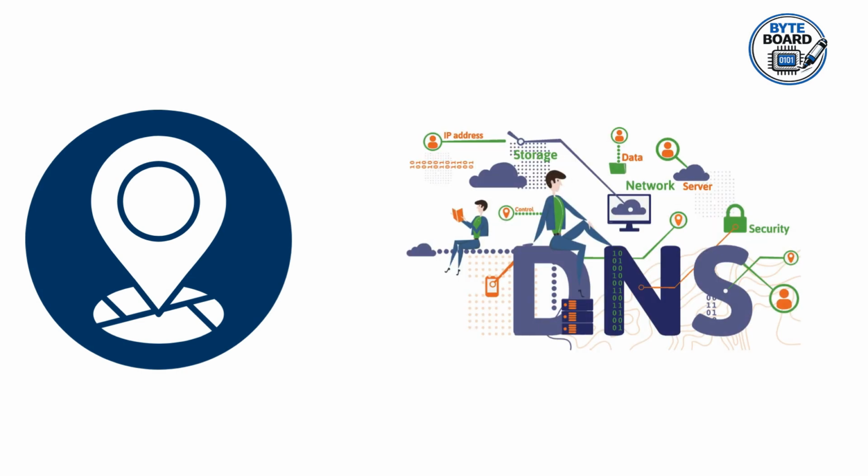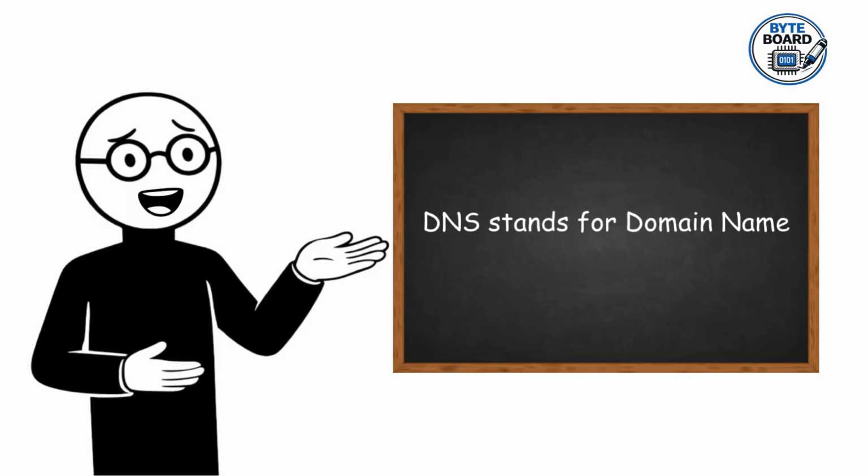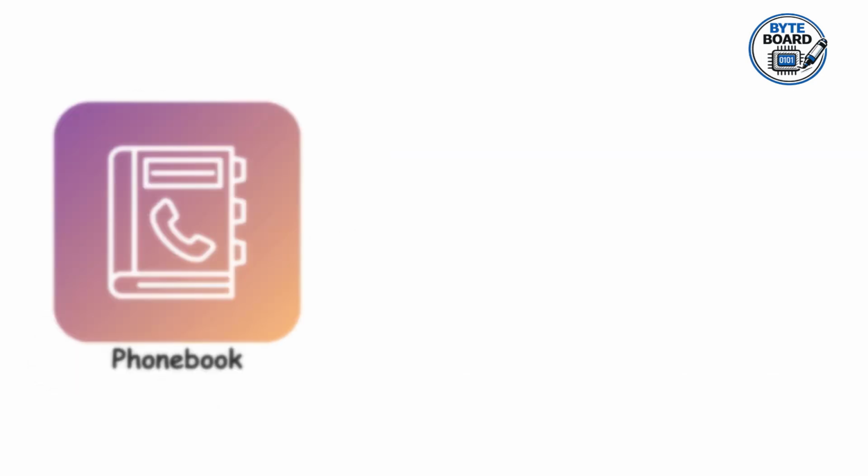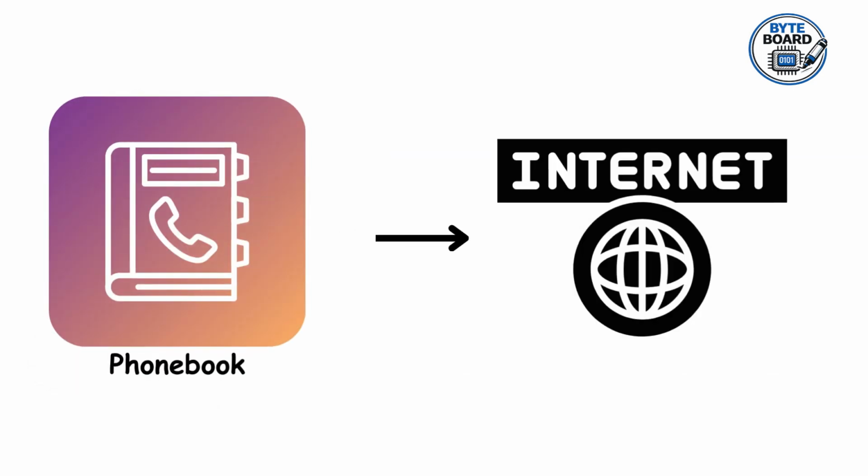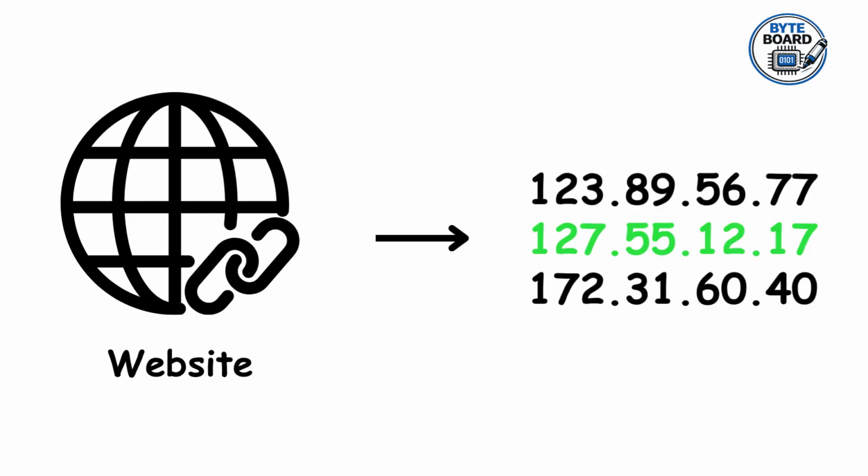To find that address, the internet uses something called DNS. DNS stands for Domain Name System. You can think of it like the phone book of the internet. It takes the website name you typed and finds the matching IP address.